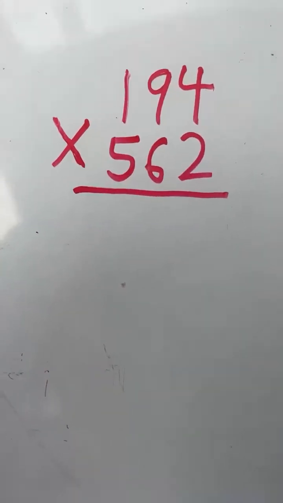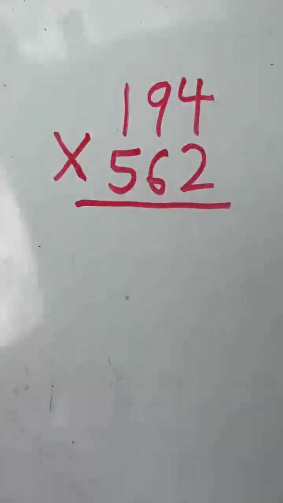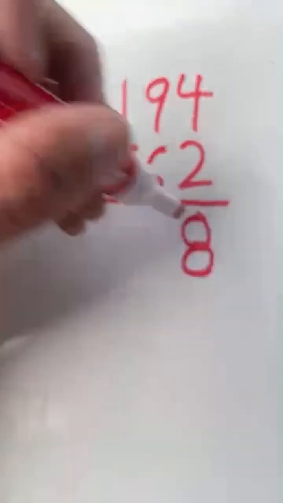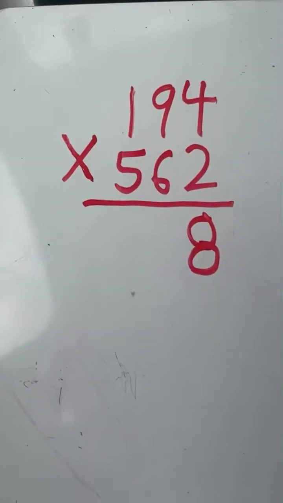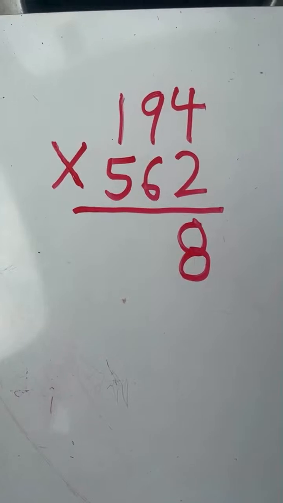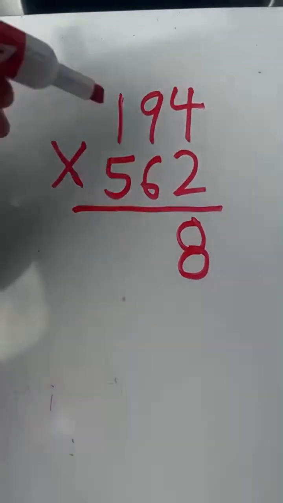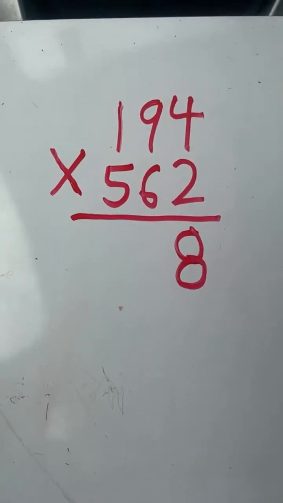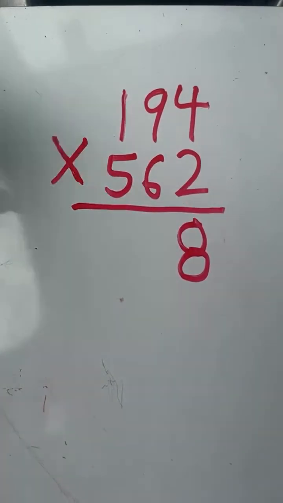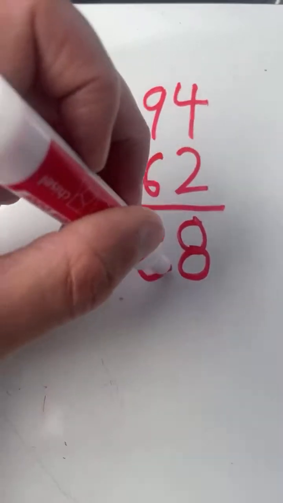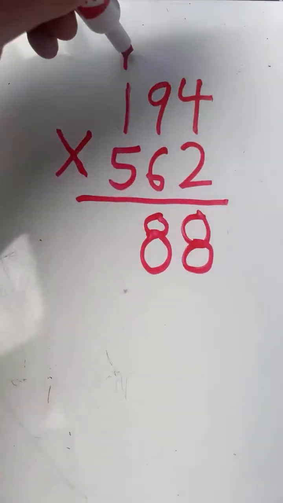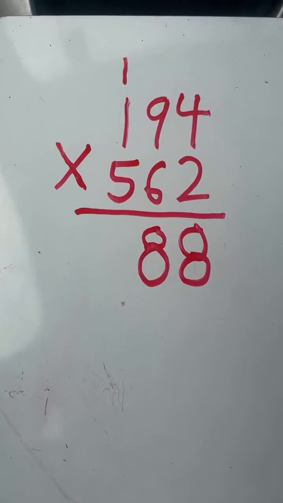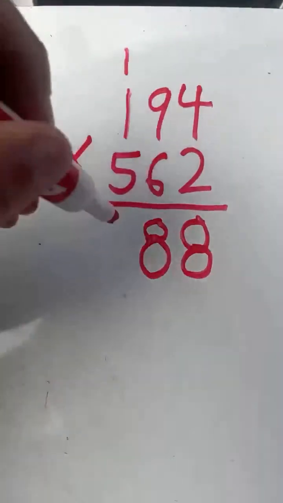So we start in the ones place, multiplying 4 times 2. 4 times 2 equals 8. Next, we multiply 9 times 2. 9 times 2 equals 18. Since our product is more than 10, we have to regroup. The 8 in 18 goes in the tens place. The 1 in 18 gets carried over to the hundreds place. 1 times 2 equals 2, plus 1 equals 3.